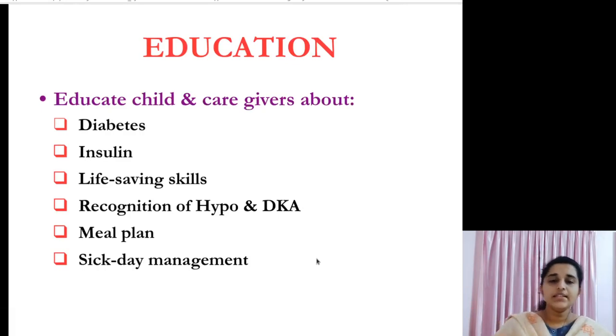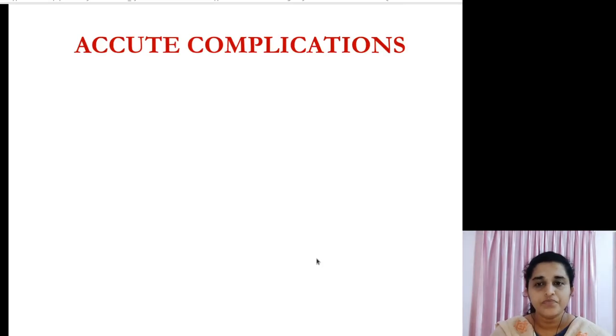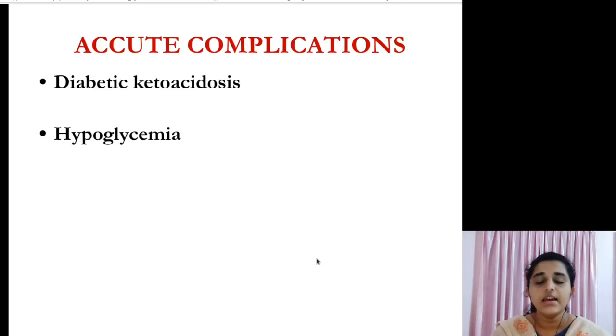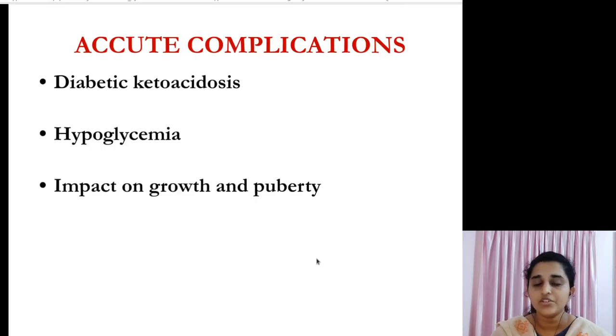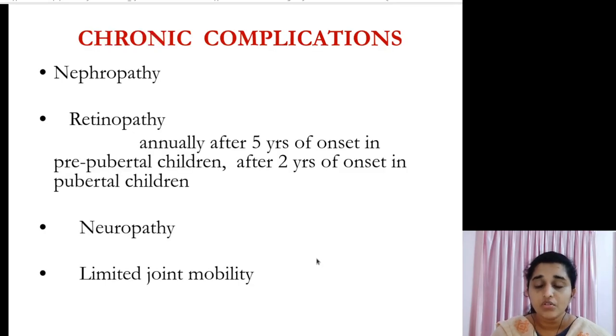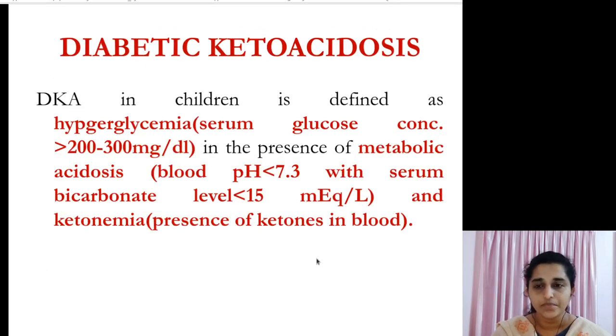To educate the child and caregivers about diabetes, insulin, life-saving skills, recognition of hypoglycemia and diabetic ketoacidosis, meal plan and sick day management. The acute complications, that is diabetic ketoacidosis, hypoglycemia and impact on growth and puberty. Chronic complications: nephropathy, retinopathy, neuropathy and limited joint mobility.